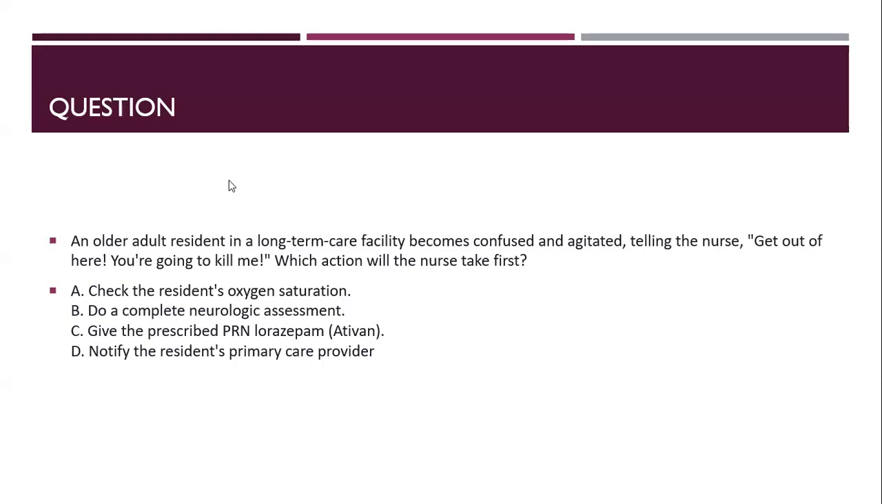An older adult residing in a long-term care facility becomes confused and agitated, telling the nurse, "Get out of here. You are going to kill me." Which action will the nurse take first? A. Check the resident's oxygen saturation. B. Do a complete neurological assessment. C. Give the prescribed PRN lorazepam. D. Notify the resident's primary care provider.